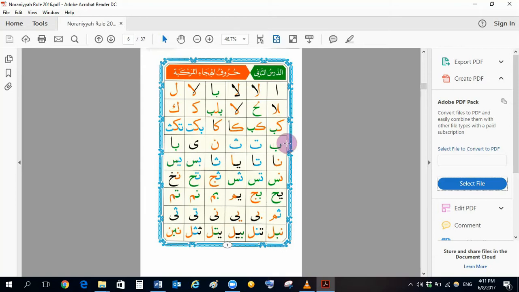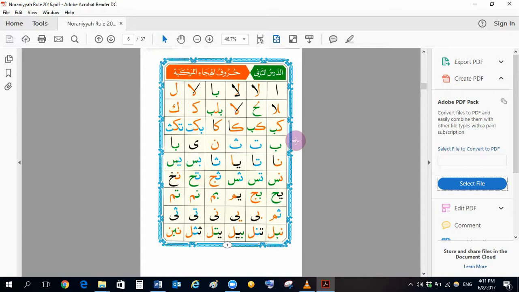Some of the letters completely change their form, like look at this, the kaf. This is the kaf at the beginning and in the middle. Look at this kaf when it comes separately or at the end. Alright, so it has completely changed. Some of them change by half, let's say. Some of them do not change.